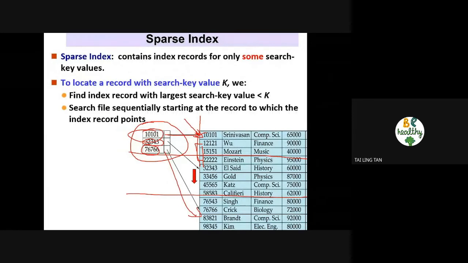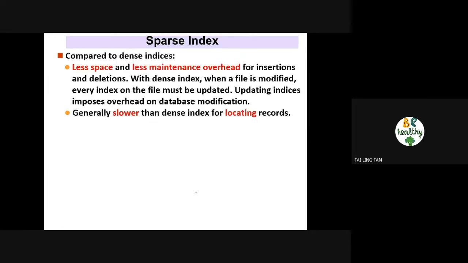Second one, to locate a record with the search key, we find the index record with the largest search key that is less than the search key. Then we continue searching sequentially, starting from the record to which the index record points. So we find this one, then continue searching the rest. So this will be much faster. This is the idea why we want to use this sparse index.